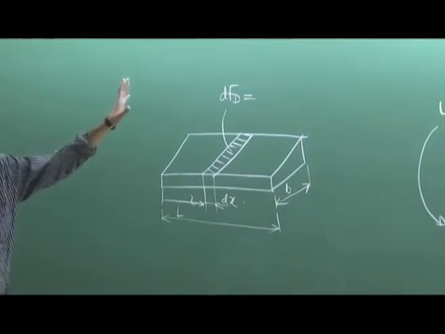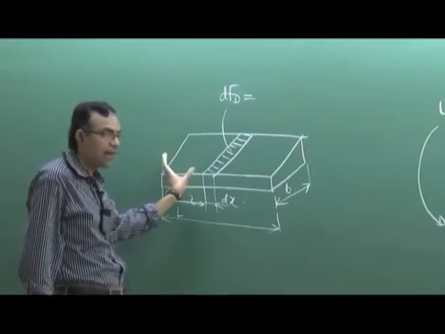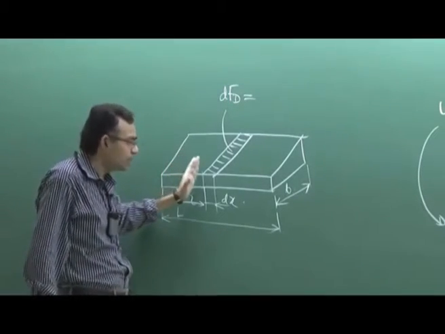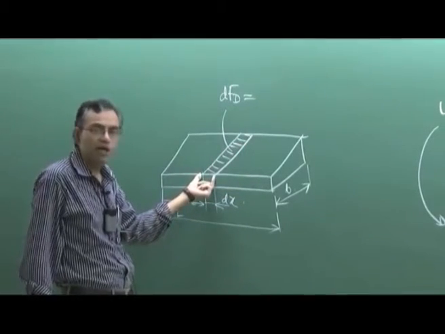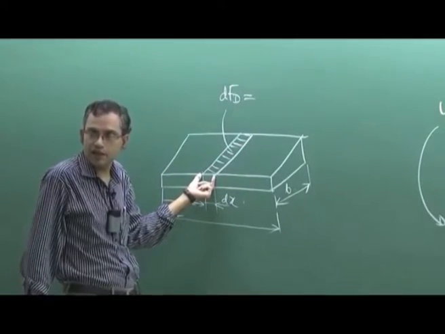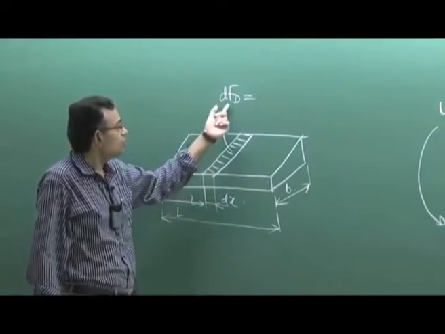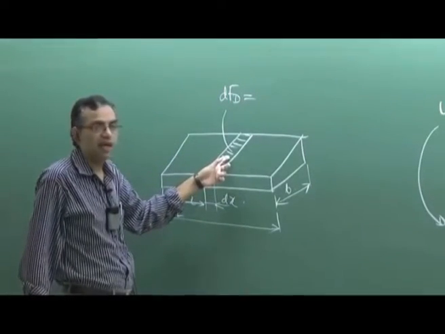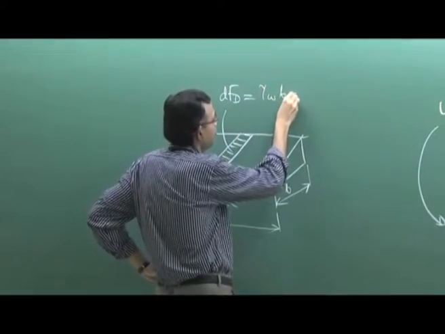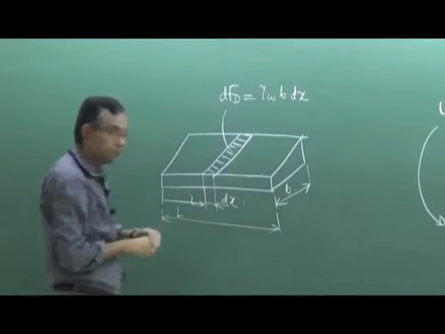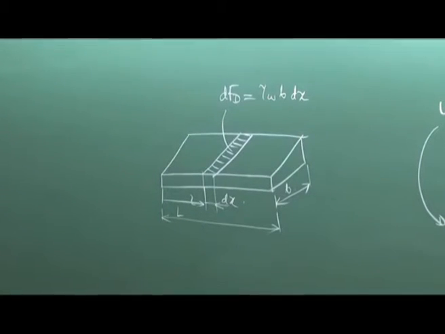First of all, why do you have to choose an element? You have to choose an element because the wall shear stress continuously varies with x. So you have to take a small element over which the wall shear stress is like a constant. So what is the wall shear stress here? Let us say tau wall. So tau wall into b into dx. So what is the total drag force?